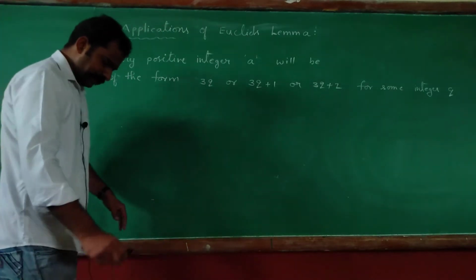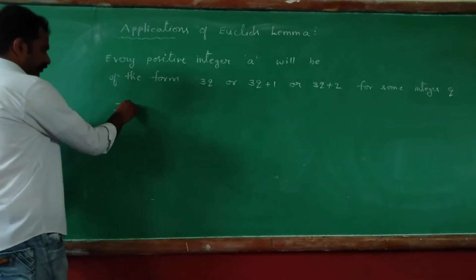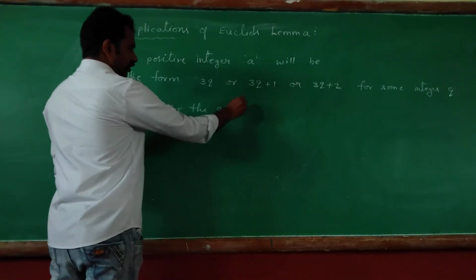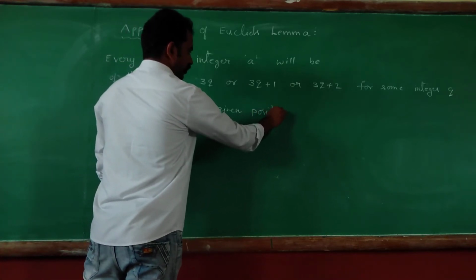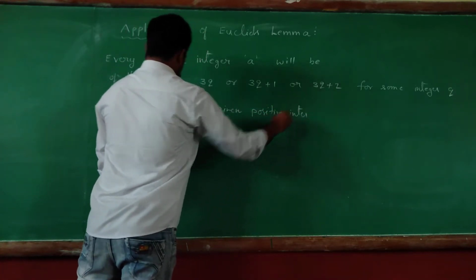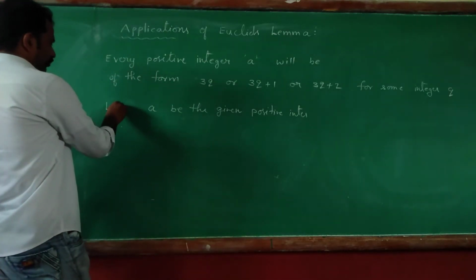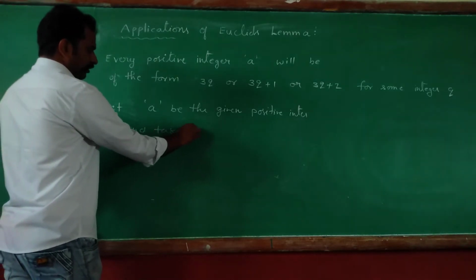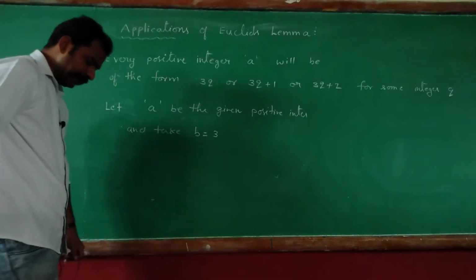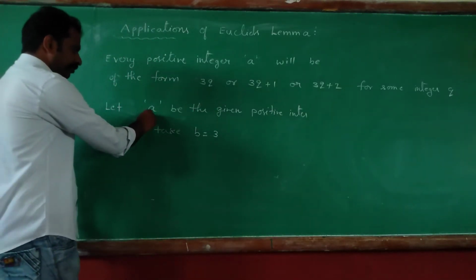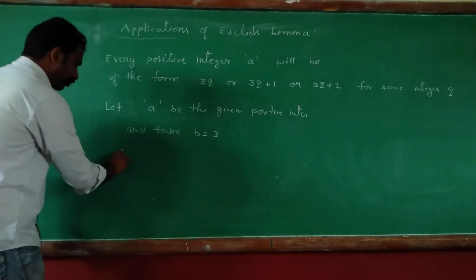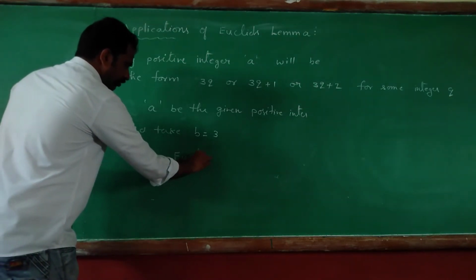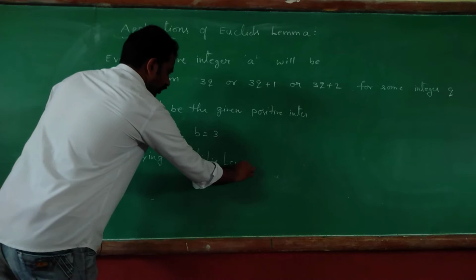Now let us see. Let a be the given positive integer and take b as 3. Now a is a positive integer and b is 3. Applying Euclid's lemma, what can you say?